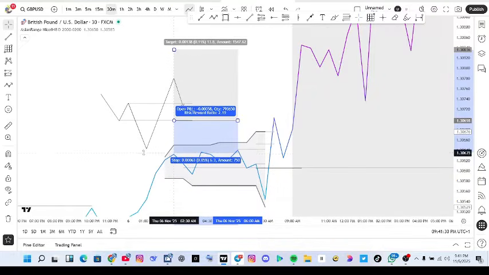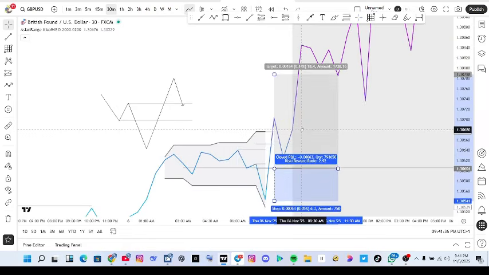My stop loss will be at this place. Then I'll be targeting the next swing. Exactly what happened here.